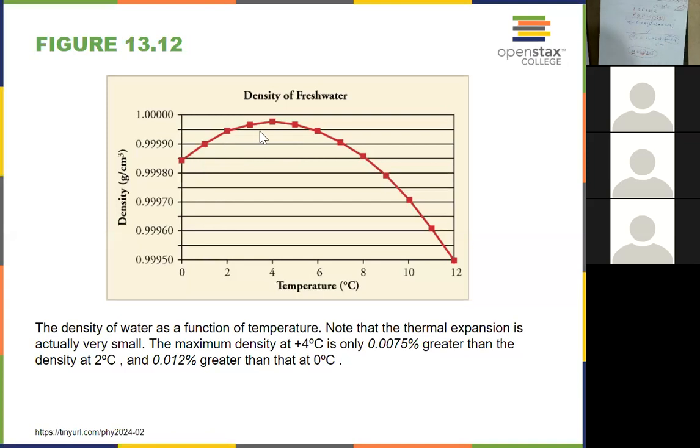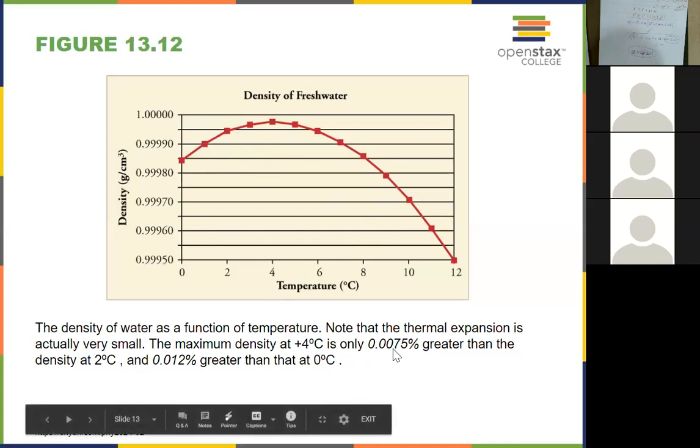But other than that, when you are over 4 degrees Celsius, as temperature increases, the volume increases, so the density decreases. The fact that the density decreases here means the volume actually increases. So that's the same as other materials. But anyway, this change is again very small. In percentage terms, it's in this range, 0.0075. It's very subtle.